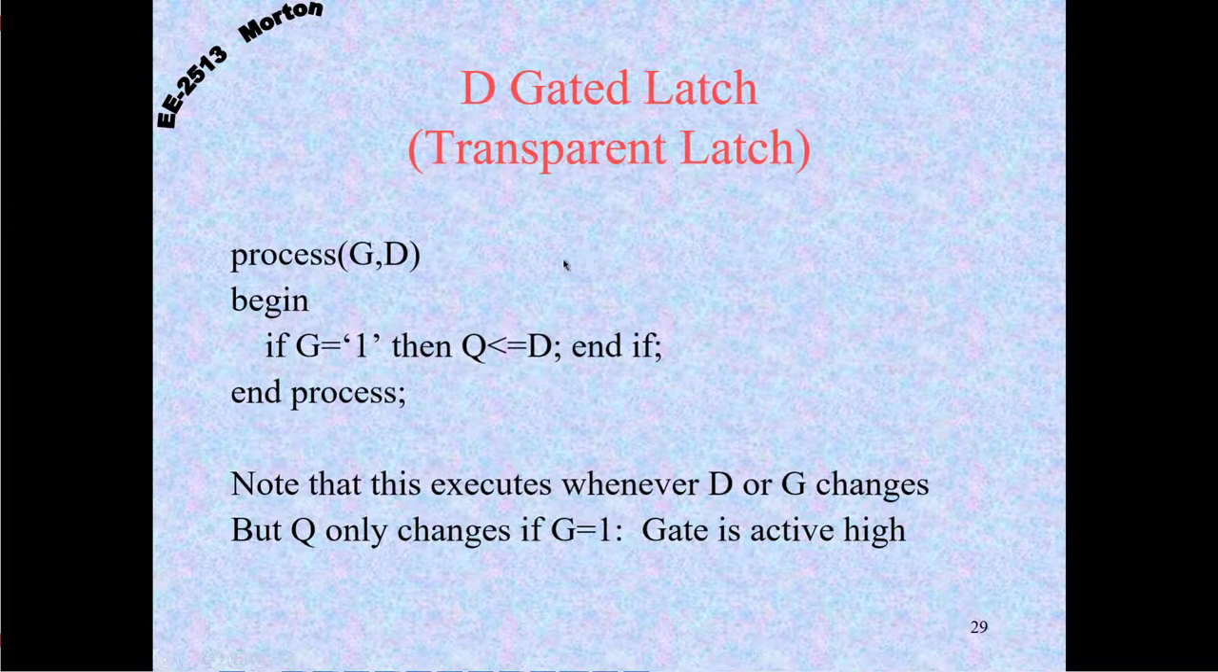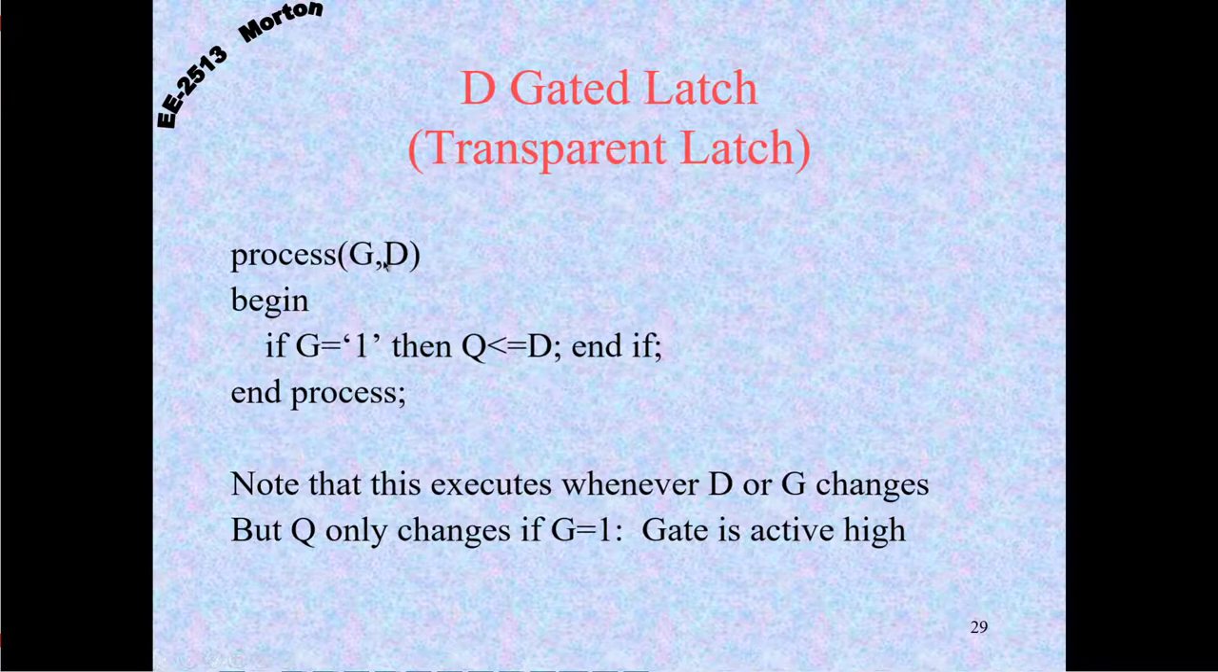Now, same thing here, only here, notice D is in the sensitivity list because this is a D-gated latch. And the G is the gate. So when the gate is open, then you do want this to change if D changes. You want this to execute if D changes. So if your gate's open, then your output follows D. But if the gate's closed, then D can change and nothing will happen, because D being assigned to Q is conditioned on the gate being open.